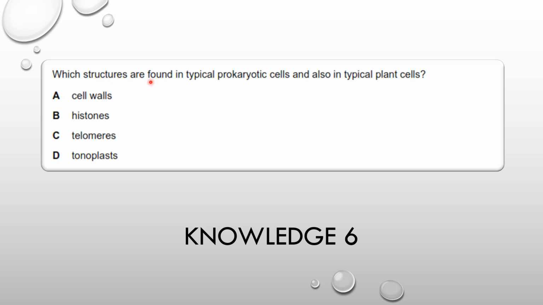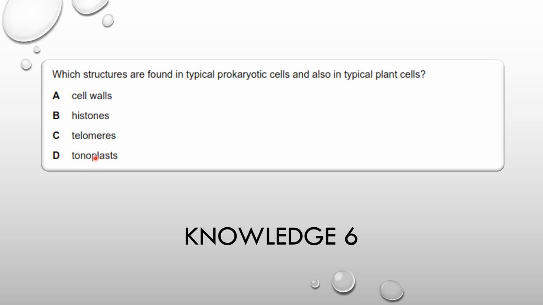Which structures are found in typical prokaryotic cells and also in typical plant cells? Now, cell wall is found in both, okay, pause the video and solve it. Cell wall is found in 2 of them, because prokaryotes have peptidoglycan cell wall and plants have cellulose cell wall. But histone and telomere are not found in prokaryotes, because histone helps to wind DNA, and most prokaryotes don't have histone protein. They have only DNA. So because they don't have histone, they can't have telomeres.